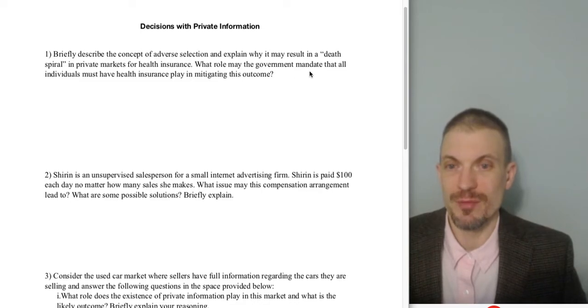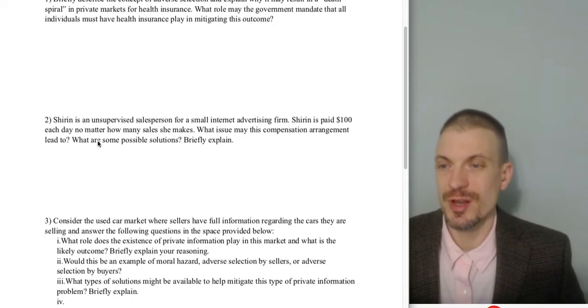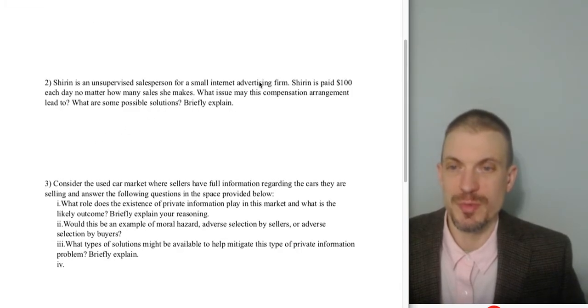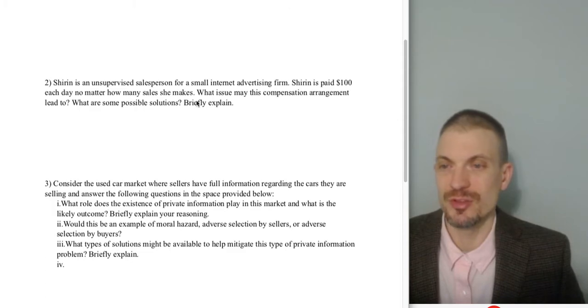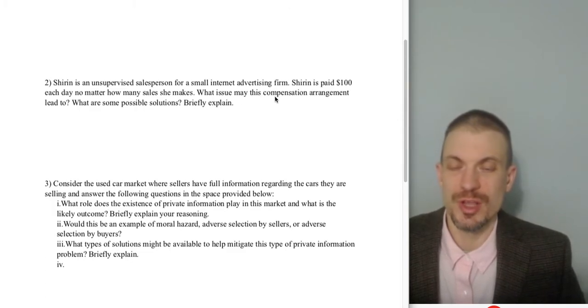What role might the government mandate that all individuals must have health insurance play in mitigating this outcome? Shirin is an unsupervised salesperson for a small internet advertising firm. Shirin is paid $100 each day, no matter how many sales Shirin makes. What issue might this compensation arrangement lead to? What are some possible solutions?